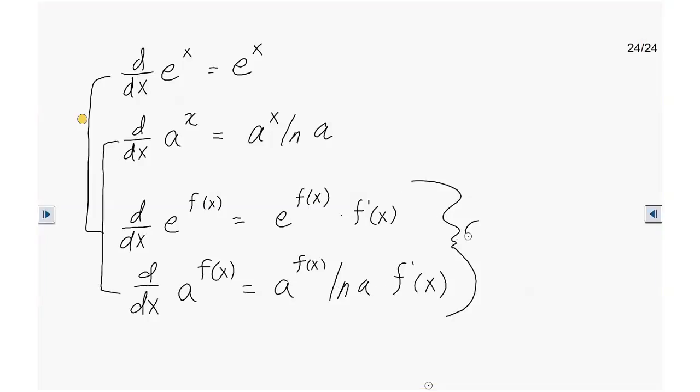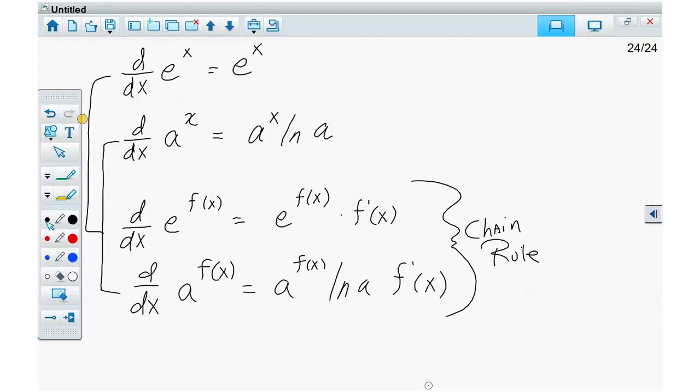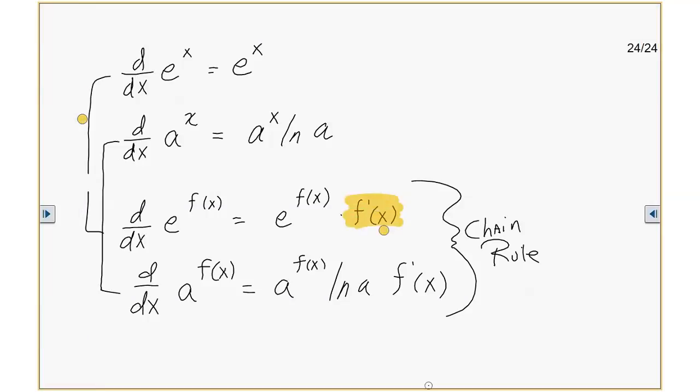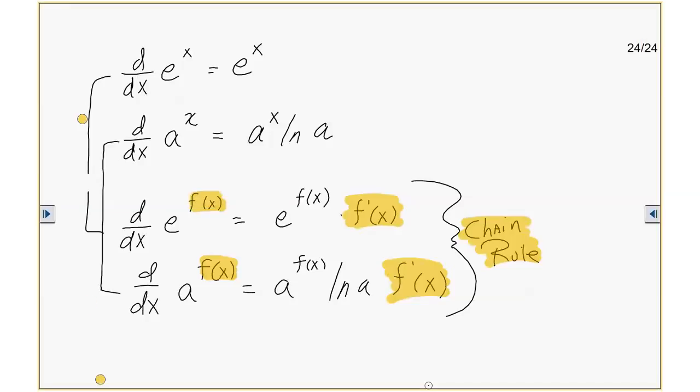With exponentials and logarithms, what do they derive off of? The chain rule. And what part is the chain rule? You got to take the derivative of what's inside. Well, what's inside with e to the function or a to the function, this is what's inside. Okay.